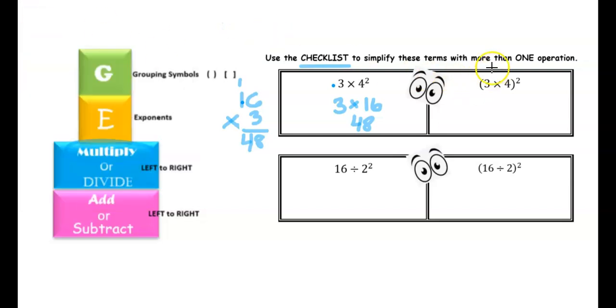Sorry, trying to get my pen. Okay, so the checklist is over here. First thing I'm going to look for is grouping symbols, and I have them. So I do what's inside the grouping symbols first. What is 3 times 4? That's 12.